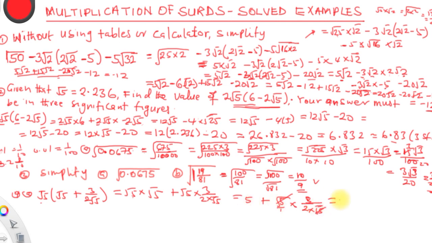So this is the 5. You bring the 5, then plus this one, plus 3 over 2. 5 plus 3 over 2. If you want to, this one is the same as 2 times 5, 10, 13 over 2. So find the LCM. This is 1. LCM is 2.